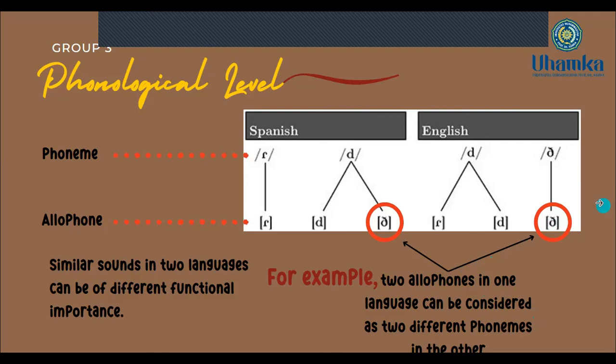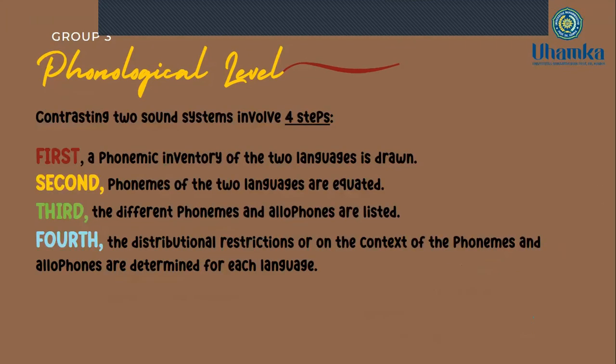Next, please. Next is contrasting two sound systems, which involves four steps. The first step is that the phonemic inventory of two languages is drawn. Then, phonemes of two languages are equated. Third, the different phonemes and allophones are listed. Finally, the distributional restrictions on the context of phonemes and allophones are determined for each language.